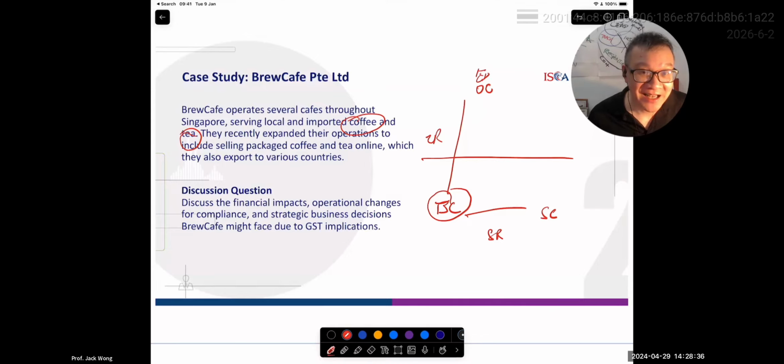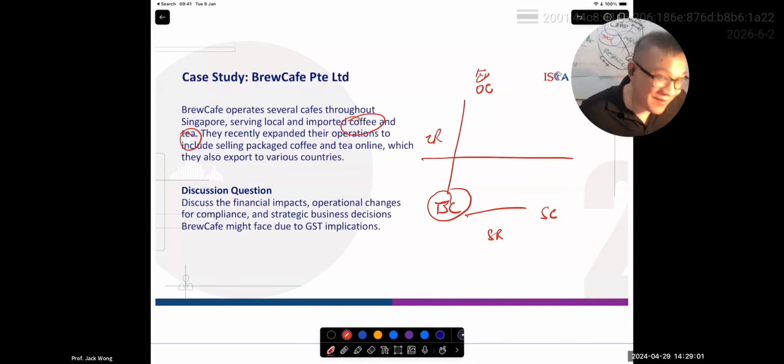Since it is selling coffee and tea online to overseas customers, it means that there will be additional obligations when it comes to the export documentation requirement. Previously, based on the previous model, because it was only serving local customers, there was no need to worry so much about the export documentation requirement.